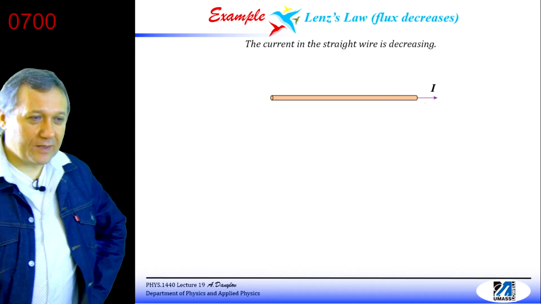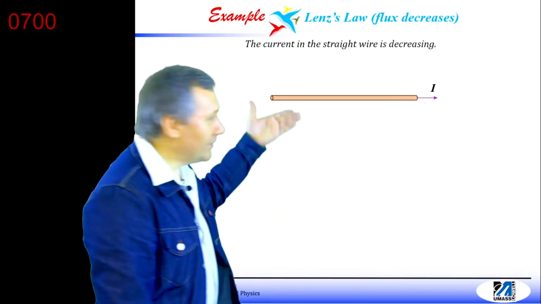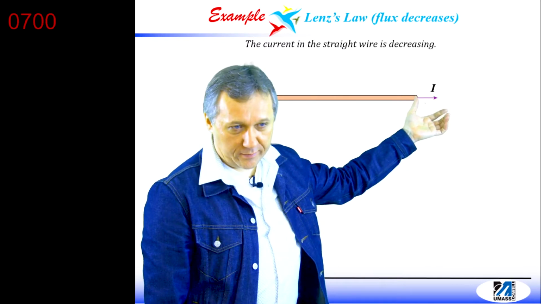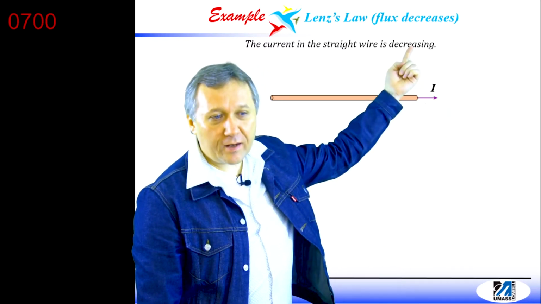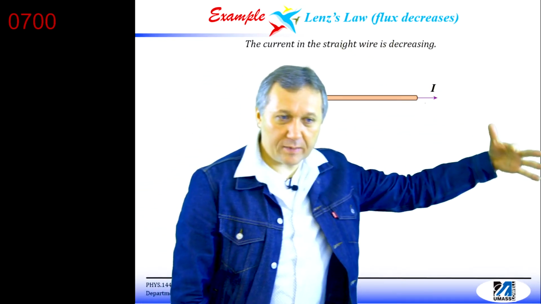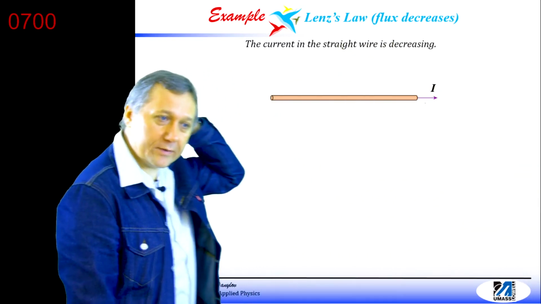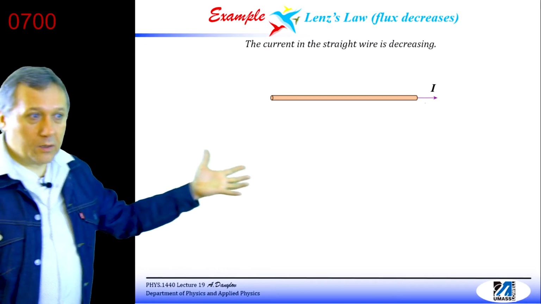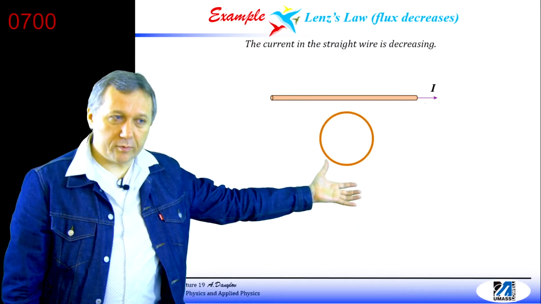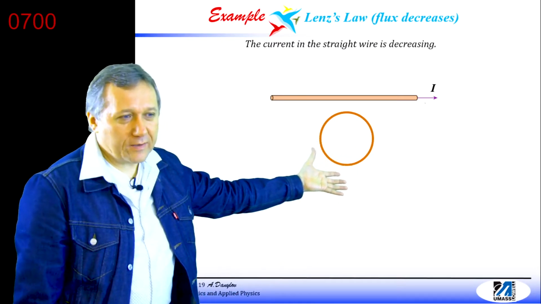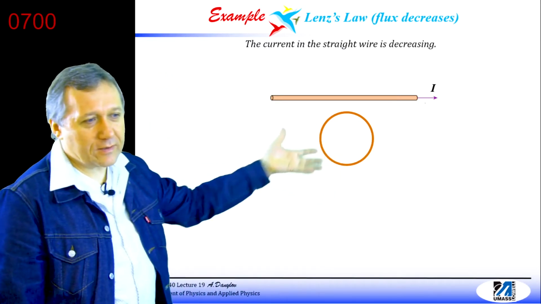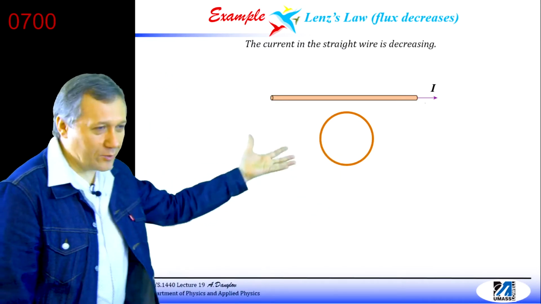In this situation, let's assume that we have an infinitely long straight wire with a current. And that current is decreasing: I don't know, 5 amps, 4 amps, 3 amps. It's going down in time, of course, decreasing. And of course, what about the loop? Here's the loop, a circular loop. I could have drawn a rectangular or triangular loop, as long as it is a conducting loop. Okay, I use the circular loop.